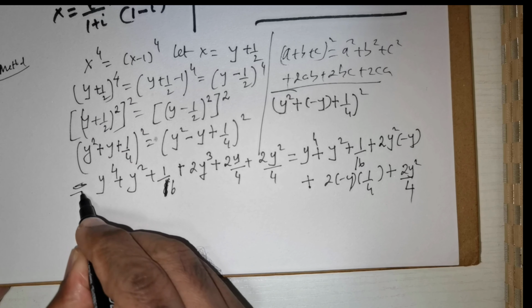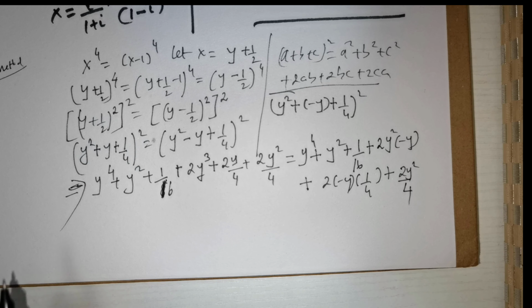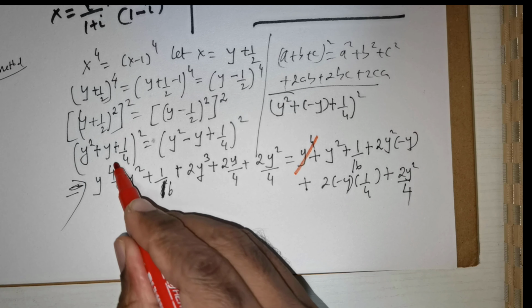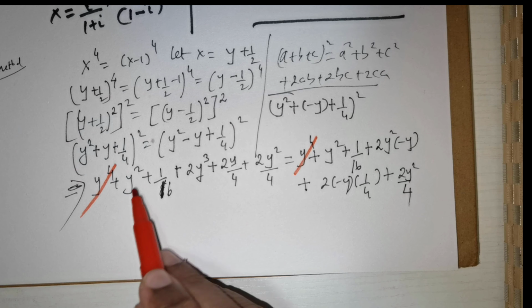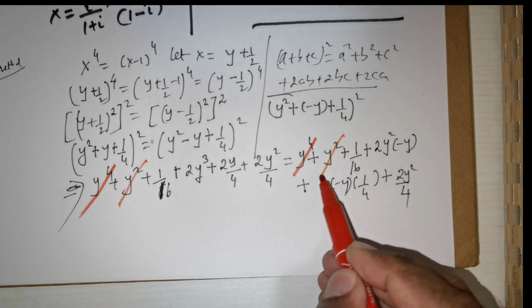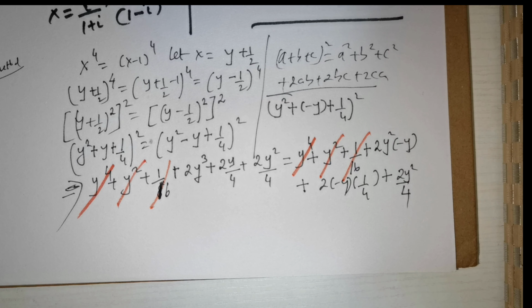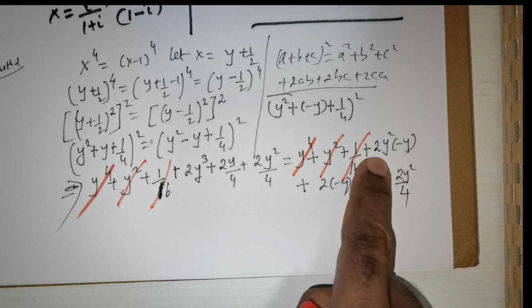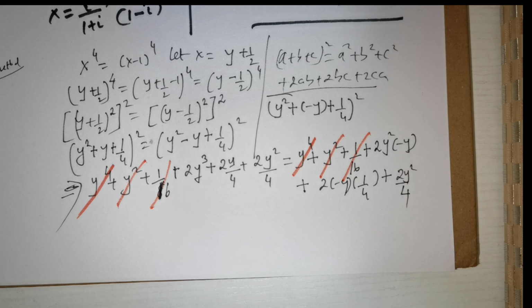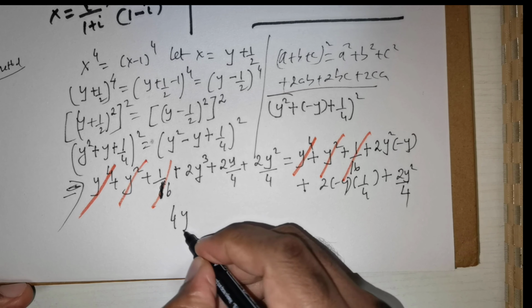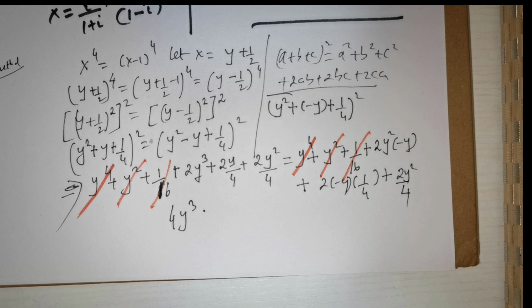Now clearly you can see that this term y raised to the power of 4 and y raised to the power of 4 can be cancelled. The y squared term will also get cancelled. 1 over 16 will get cancelled. Now 2y squared times negative y, you move it up here, you get 4 times y cubed. You will get 4 times y cubed.